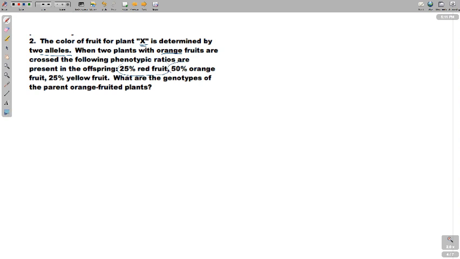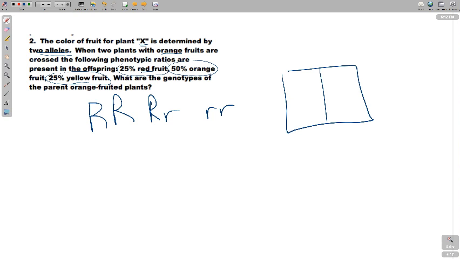25% red fruit, 50% orange, 25% yellow. Look, there's 3 colors and only 2 alleles. That means that we've got red, orange, and yellow. So I'm going to use red, orange, and yellow. What are the genotypes of the parents? Well, 50% orange means big R, little r. 25, 25, so yellow, red, orange. So that means that the parents are heterozygous.